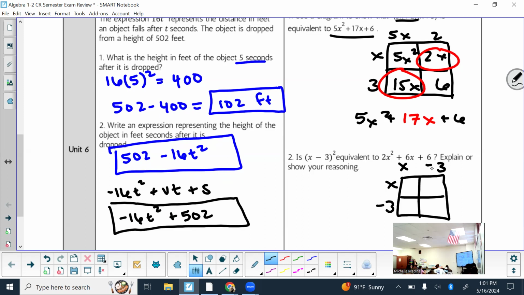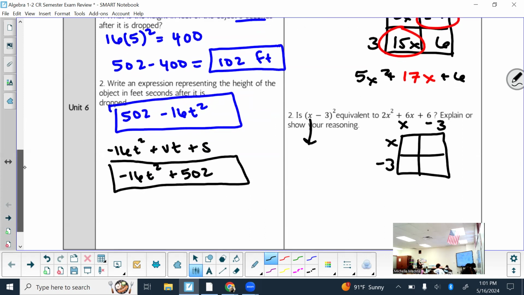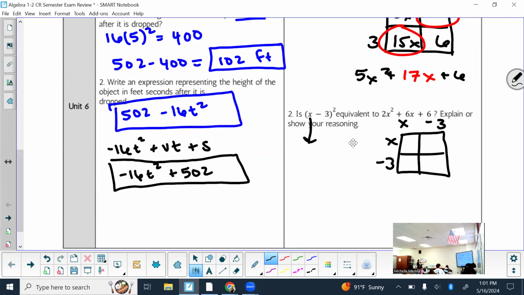But if I'm using a diagram, this is how I set it up. Always keep the sign that's in front of each term. I kind of skipped over this, but you need to remember that you're supposed to expand it. Like it's not just x squared minus 3 squared. It's x minus 3 times x minus 3. Set up your diagram, it should look like this. X's are positive, the 3's are negative.